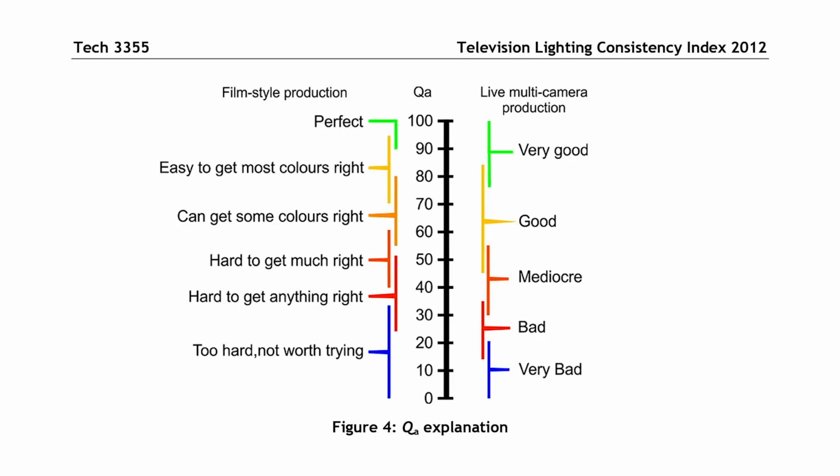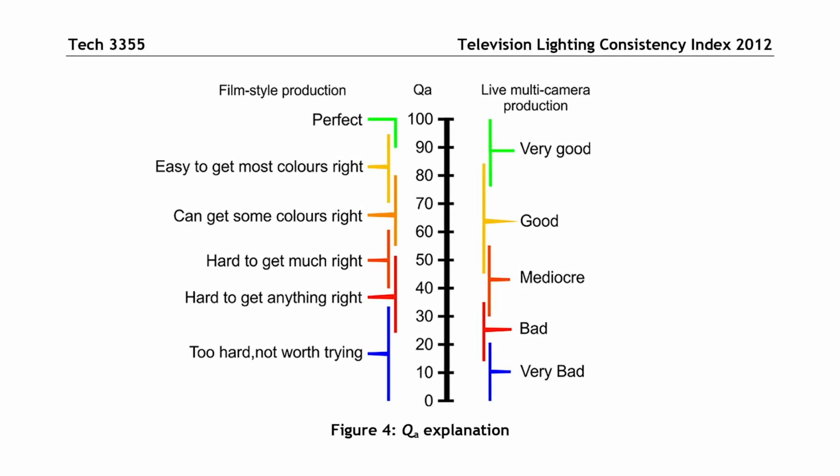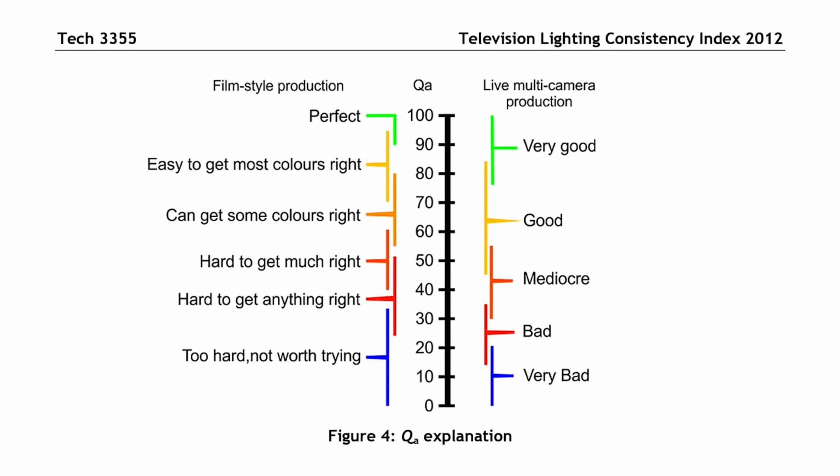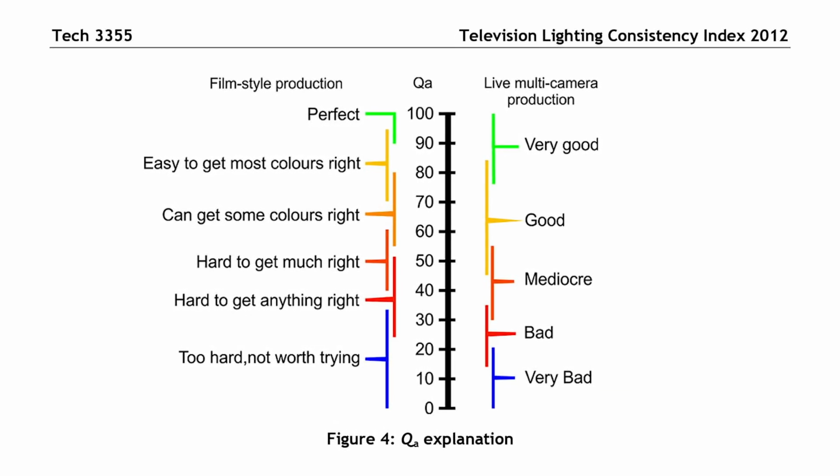Its score is evaluated in 2 ways. One, for a film-style production in which you will be color grading later, and a broadcast-style production in which live footage will be going straight out to the viewer. Here we show you the scale these scores are based upon, taken from the EBU, the European Broadcast Union Tech 3355 document.